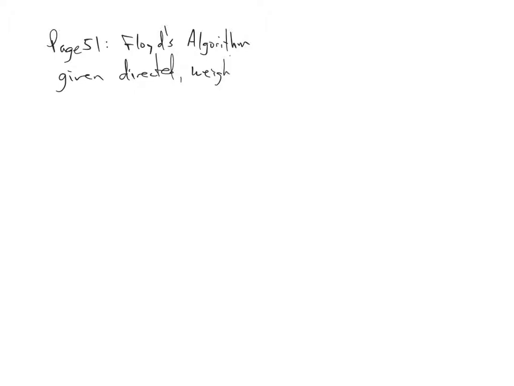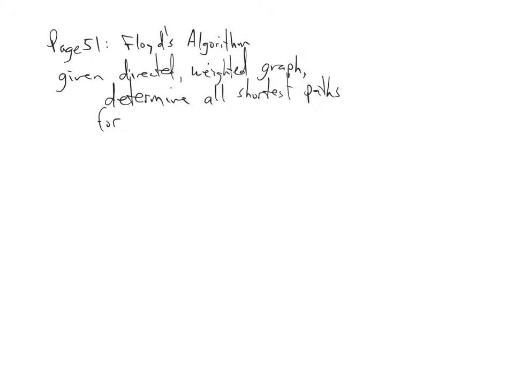Hi, this is a video called Creatively Page 51, which is some discussion of Floyd's algorithm. Floyd's algorithm is given a directed graph, a directed weighted graph, and we'll see exactly what we mean by that in a second. Determine all shortest paths from vertex to vertex.